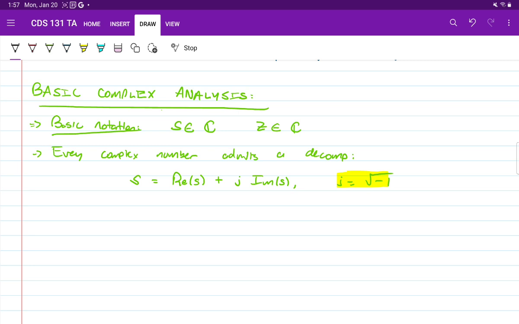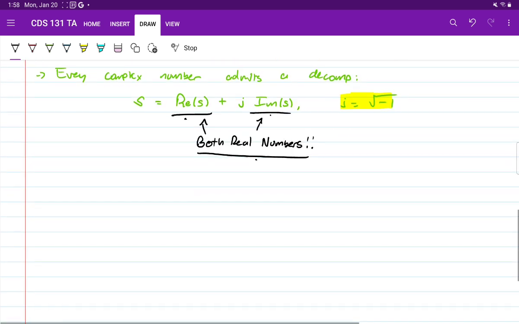Okay, nice. So there's one quick point that I want to make about these. Even though we say the real part and the imaginary part, these are both real numbers. Okay? This j takes care of the complex stuff for us. So these are both real numbers. Okay, nice. So we could decompose every complex number into a real part and an imaginary part. What else can we do?